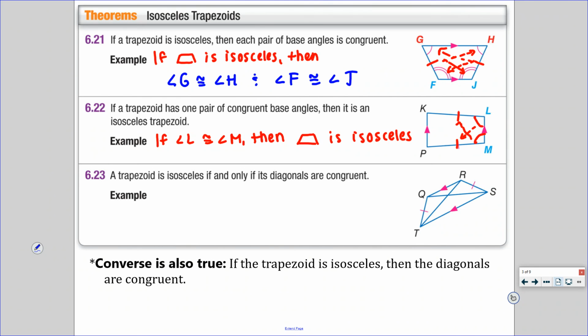Okay, last one. If a trapezoid is isosceles, its diagonals are congruent. Now notice how the statement says if and only if. I like this. If and only if means this and the converse are true. So if the diagonals are congruent, then it's an isosceles trapezoid, and vice versa. If it's an isosceles trapezoid, then you can also conclude the diagonals are congruent.